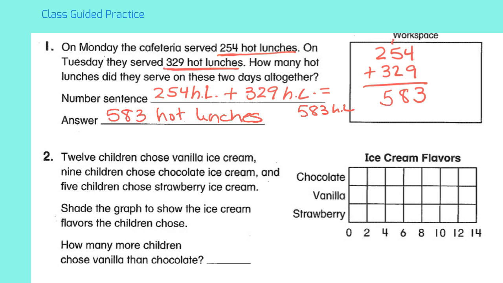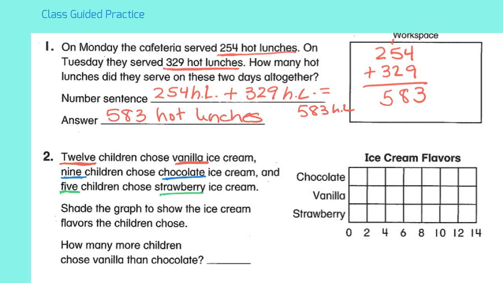All right, number 2 reads 12 children chose vanilla ice cream, 9 children chose chocolate ice cream, and 5 children chose strawberry ice cream. All right, so let's go ahead and underline the important information. We got 12 chose vanilla, and I'm going to change colors because I think this will help. 9 children chose chocolate, and 5 chose strawberry.